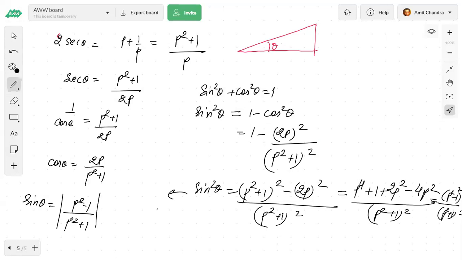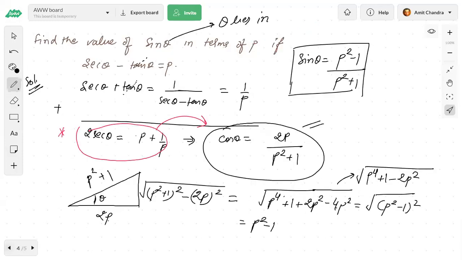Now suppose theta is in the fourth quadrant. Suppose theta is minus 30 degrees. Suppose theta is in the fourth quadrant, then sin theta will be negative. Then I will write this thing as minus of mod of p square minus 1 upon p square plus 1. Right, this is what I will do. If somebody has already notified me that theta is in the fourth quadrant, then this will happen. Okay, fine.